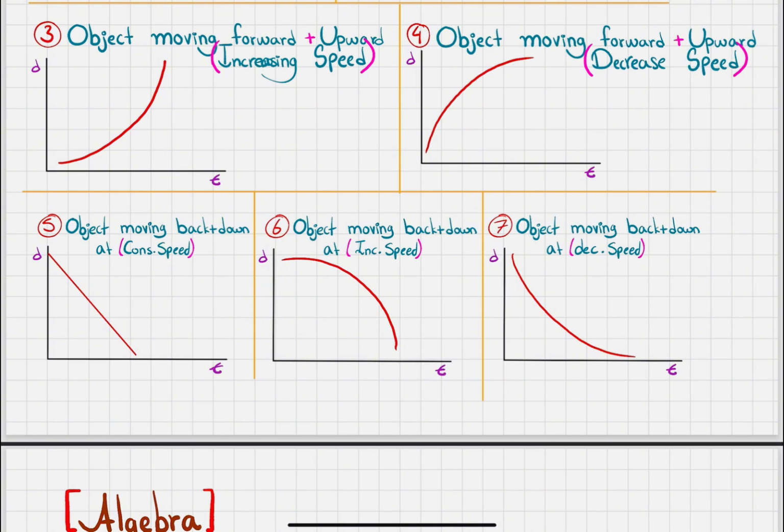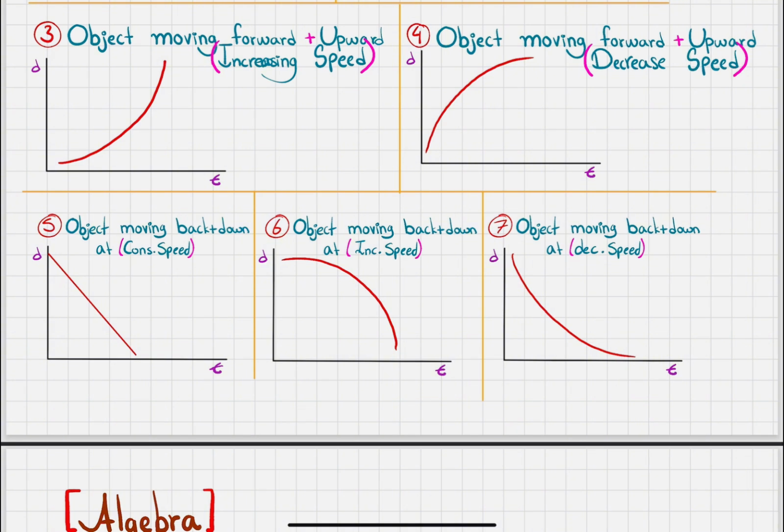Straight line downward: object moving back and down at constant speed. Curve downward: object is moving back and down at increasing speed. Low curve downward: object is moving back and down at decreasing speed. So if you're getting confused with the curves, just remember the farther the curve is from the y-axis, the steeper the slope. This means the faster the speed.